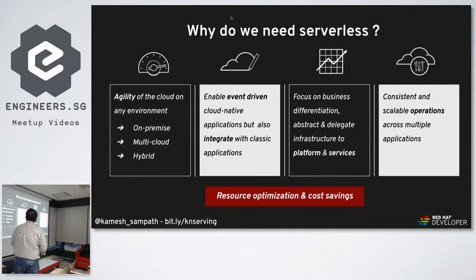These are the four pillars I call out for why I need to go for serverless. The first is agility. The second is event-driven. The third is that I want to delegate infrastructure-related work to the platform and services, so I concentrate only on my business rather than other stuff. And then I want consistent and scalable operations across multiple applications. Whenever I scale up and scale down, it should be the same way for Java, the same way for Node, the same way for any other technology. Essentially, I get resource optimization and cost savings, which is what we are talking about today. As I said earlier, I'm going to talk more from the IT cost center side of things. This is what serverless gives you as an immediate benefit.